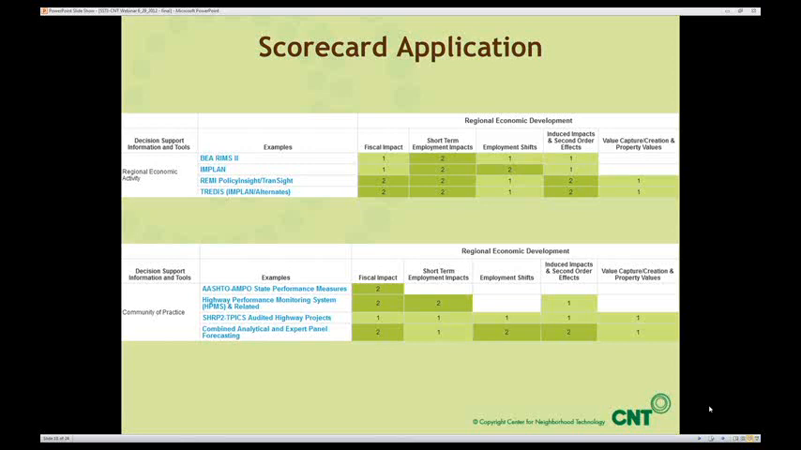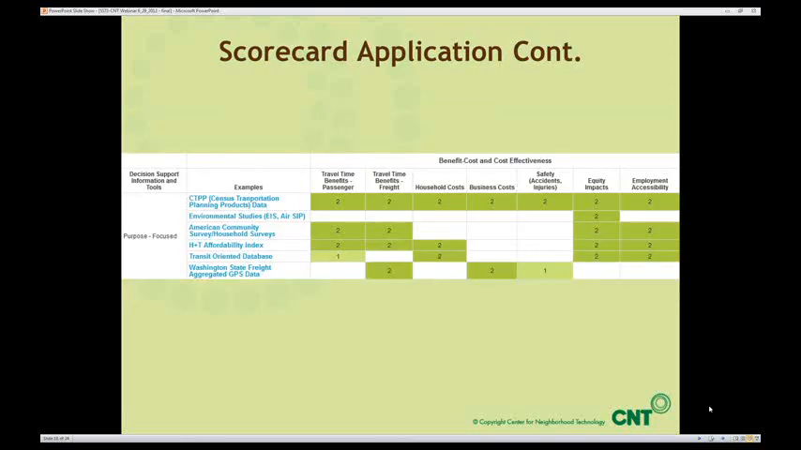The scorecard, the next slide, shows the purpose-focused data, which Jim explained and showed that we have some specific examples of data that are particularly useful to answer some of these questions and address the economic development issue.